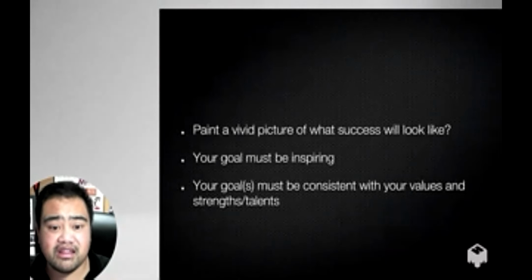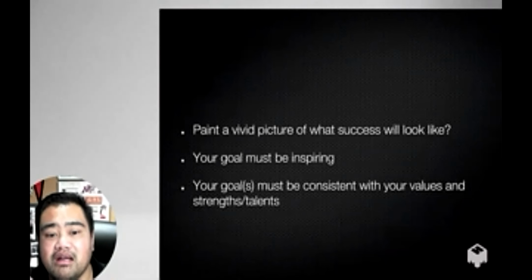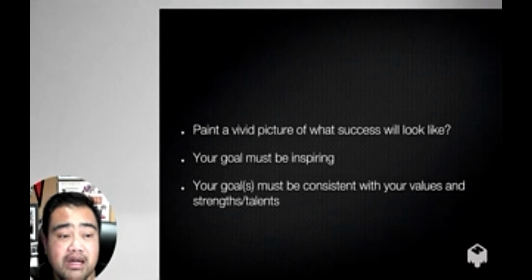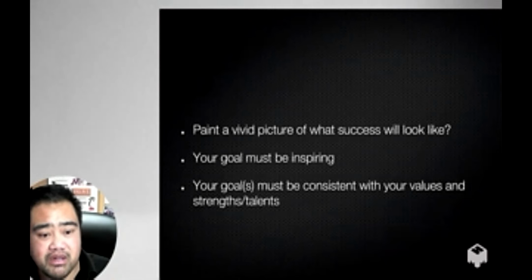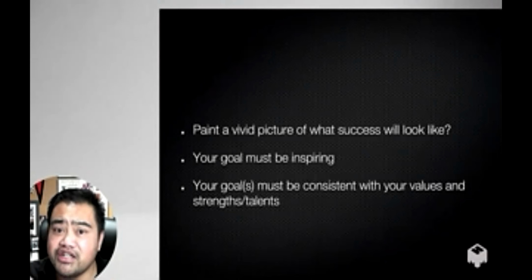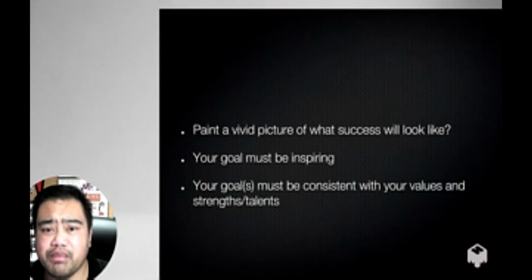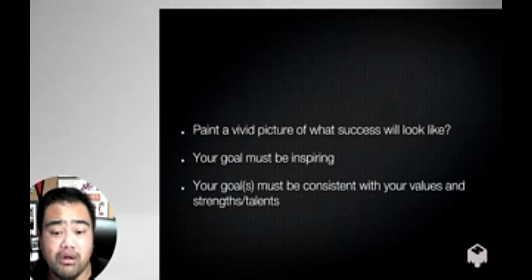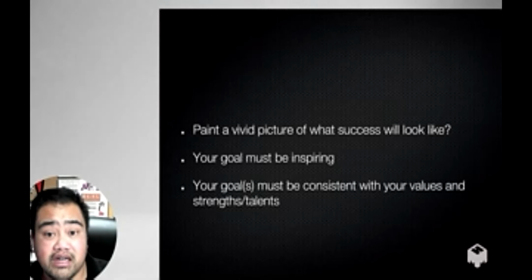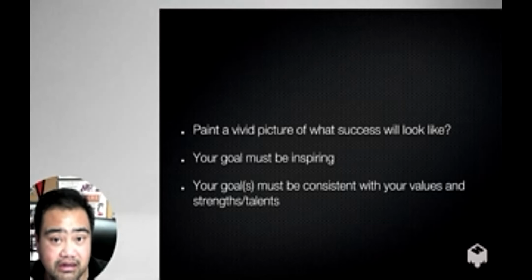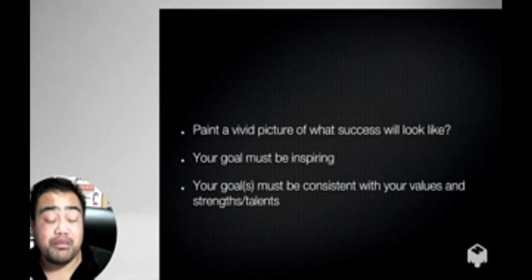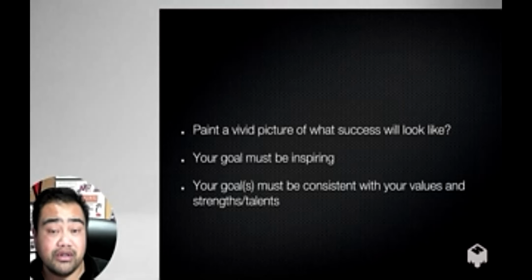In another sense also, when we think about the big picture goal, 3 things to think about. 1, paint a vivid picture of what success would look like, or as some folks in the leadership space would call it, your BHAG, big, hairy, audacious goal. What is the vivid picture that's going to inspire you? What is the picture that's going to help you plan for that future? Is your goal inspiring? Does it inspire you to keep on going and persevere? And then finally, your goal has to be consistent with your values and your strengths. How are they aligned? Can they be aligned? Understanding that helps you understand also how to use your strengths towards your goals.